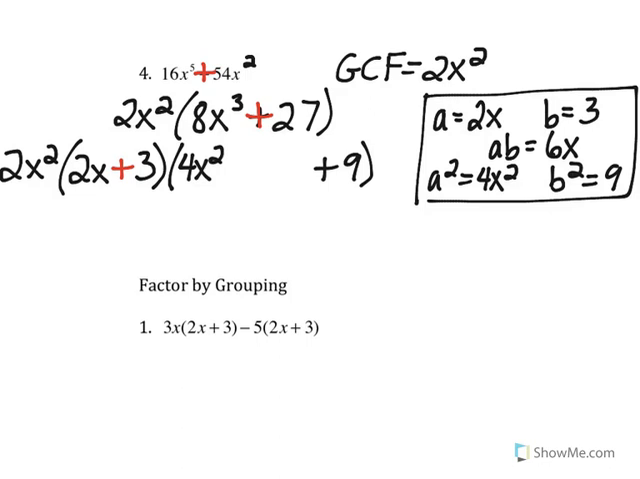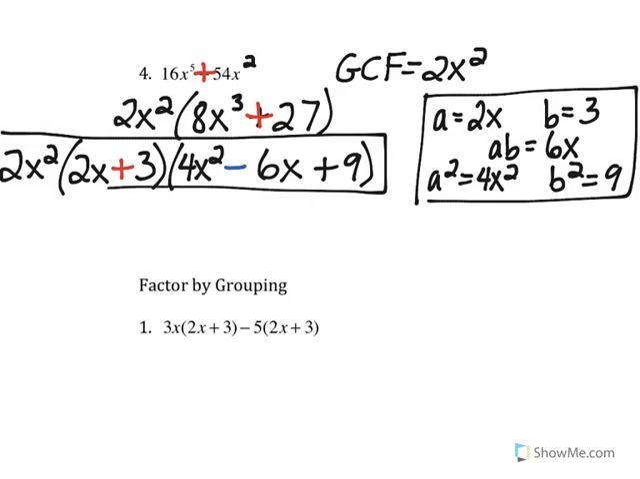Then make sure you always switch the sign in the middle parentheses here, and you can do A times B right from there. 2x times 3 is 6x. So although it's sometimes helpful to write the information out on the side, it's not necessary to do the factoring of these types of problems. So that's sum and difference of cubes with a little GCF thrown into it.